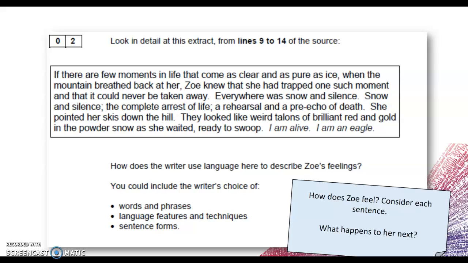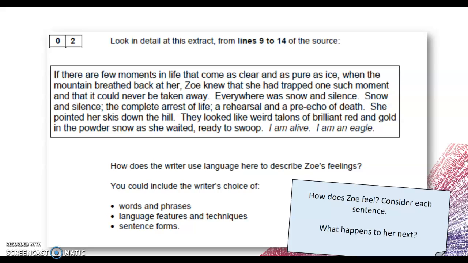So let's just remind ourselves of the question and of the extract itself. It's a very short extract, only from lines 9 to 14. And you're being asked, how does the writer use language here to describe Zoe's feelings? So that has to be the focus of the question. You can comment on words and phrases, language features and techniques, and sentence forms.